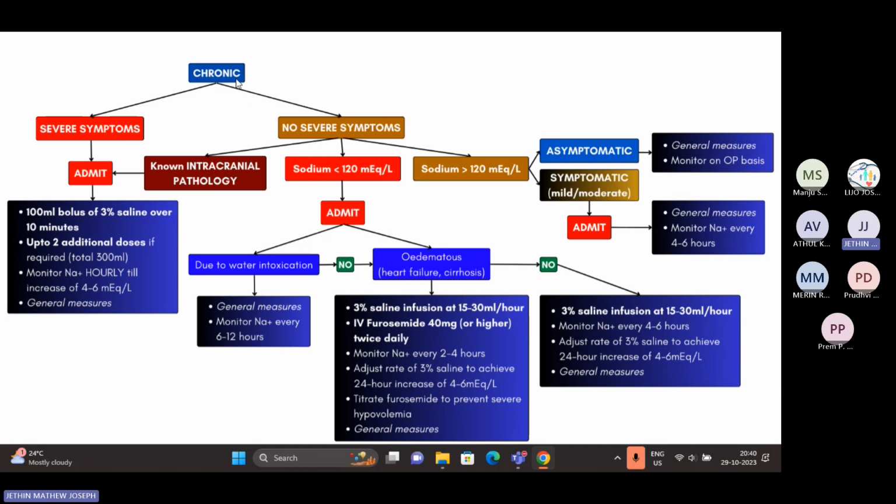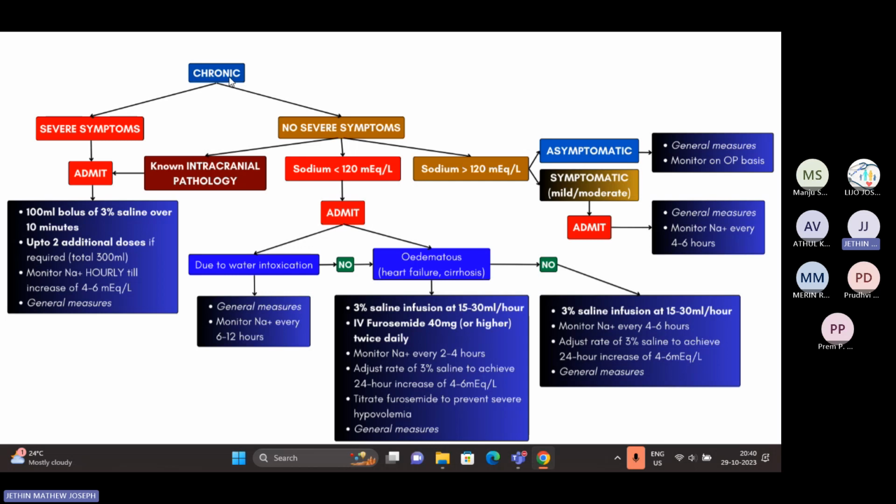So say the patient has chronic hyponatremia with no severe symptoms, sodium is less than 120, and the patient is not edematous. There is no history of water intoxication. Again, you can start the patient on 3% saline infusion at 15 to 30 ml per hour. In this case also monitoring is important, but you can monitor every 4 to 6 hours. You can adjust the rate of 3% saline to achieve an increase of 4 to 6 per 24 hours, and gentle measures have to be followed.